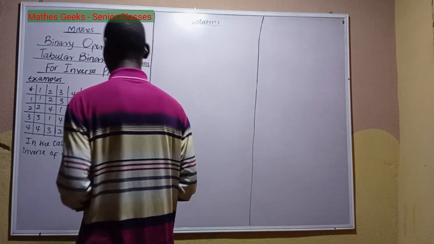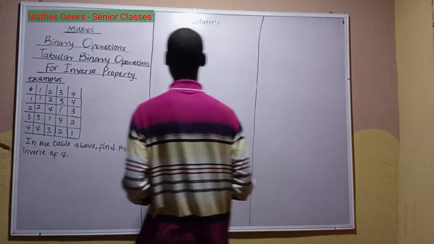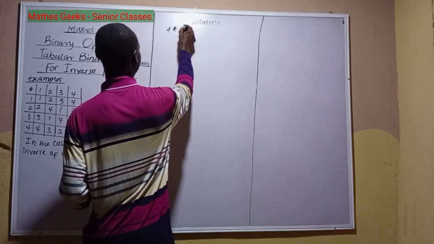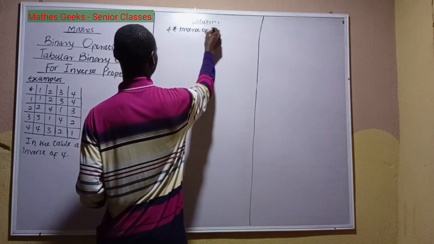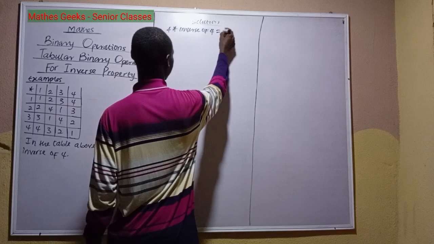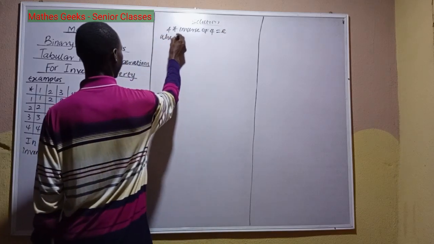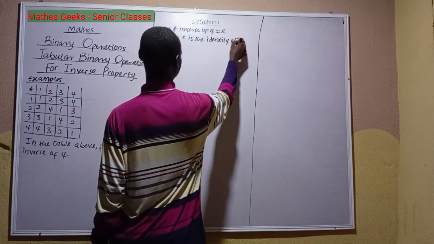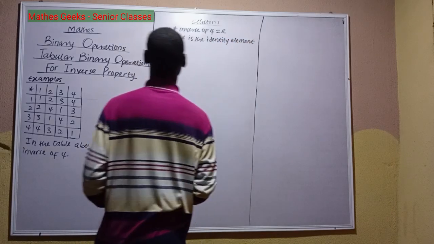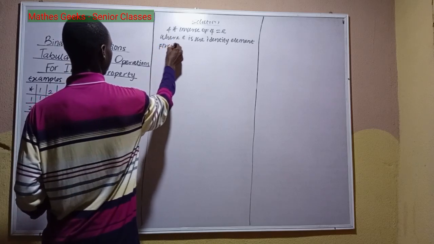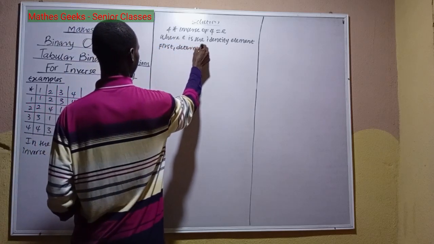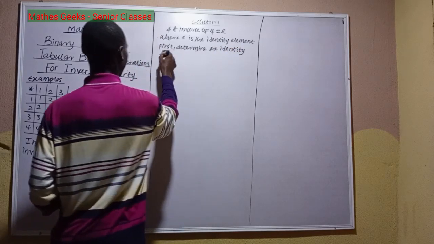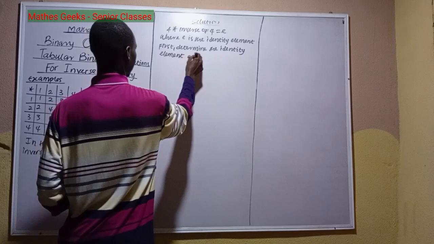So in the table above, find the inverse of 4. Solution: that means 4 operation inverse of 4 gives us the identity, where E is the identity element. So first, determine the identity element E.